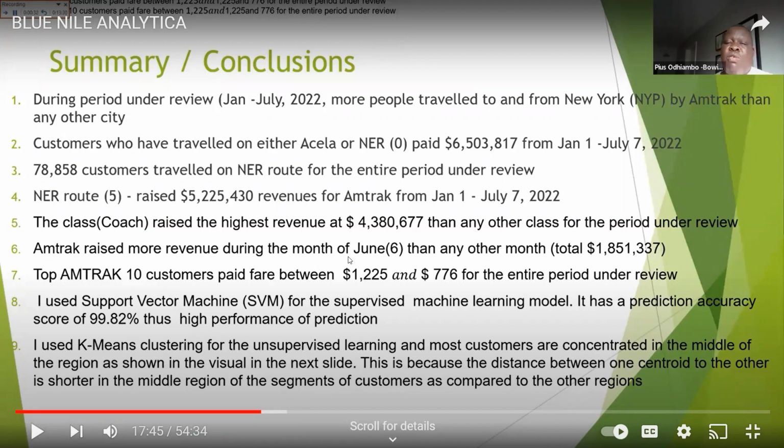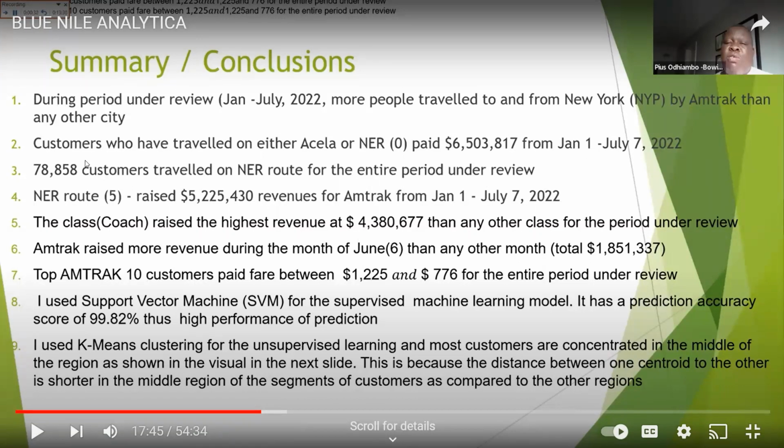Imagine your boss is not a data scientist. He's not even interested. What he wants here is this. During the period under review, more people traveled to and from New York by Amtrak than any other city. How is this important to the manager? It is important because on this route more people travel, and therefore there's a possibility that it raises a lot of revenue. So if there are no trains, you add more trains there, you add more services, more staff, so that people get good services, because this is what is making the company afloat, right?